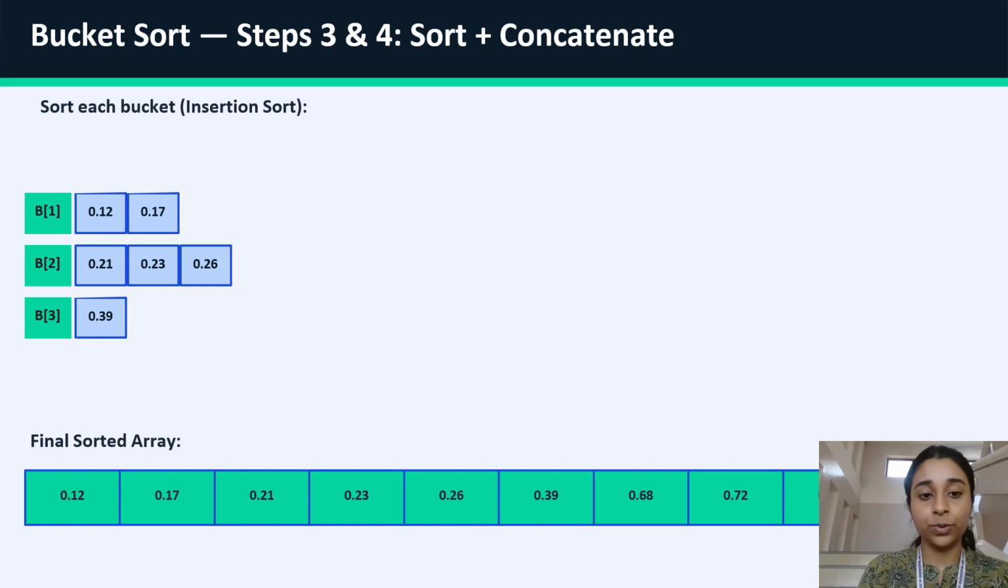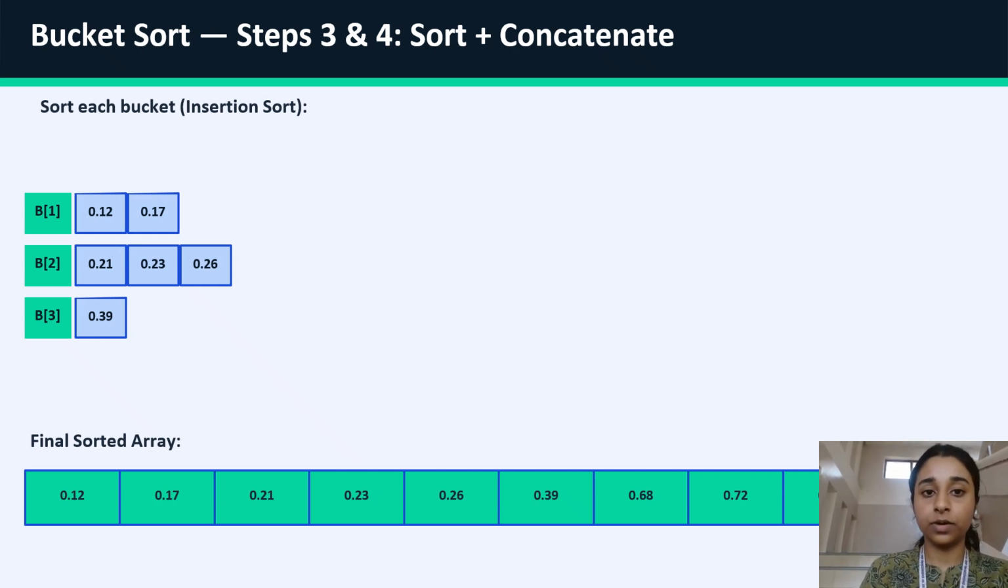In some buckets we have more than one element, so we have to sort them using insertion sort or any other sorting technique. Here I'm using insertion sort, which is very easy to implement. In B[1] we have two elements, so we sort with the minimum value first. So first is 0.12 and then 0.17, and again B[2] and B[3] we will sort as well, and the final sorted array is 0.12, 0.17, 0.21, 0.23 and so on.